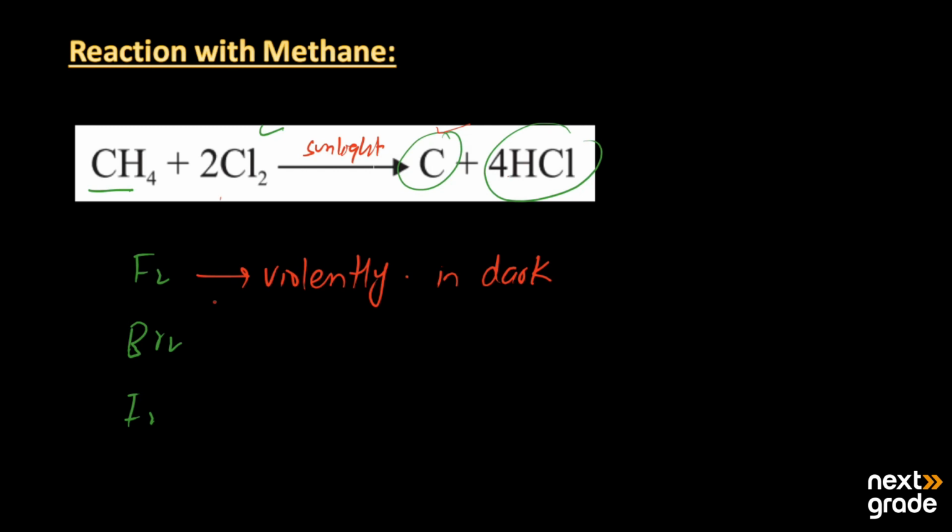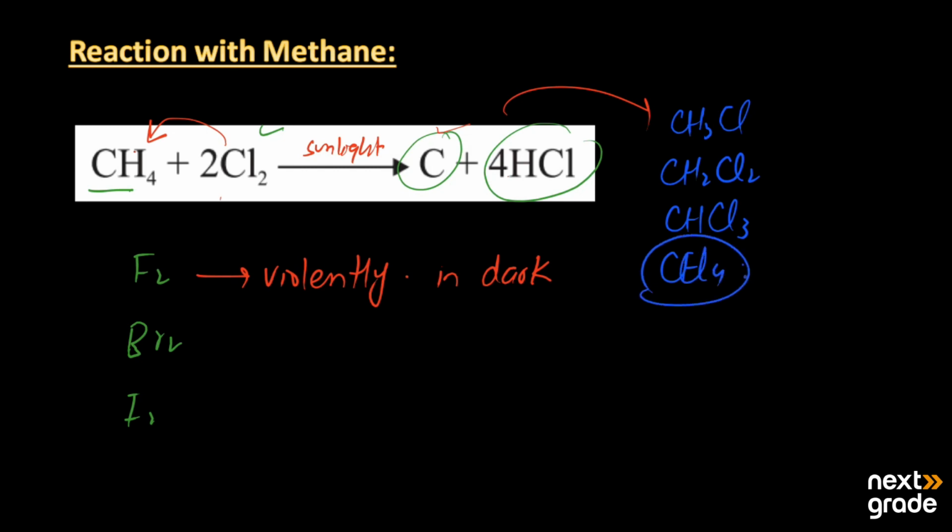At the end, we have its reaction with bromine. The reaction is very slow. When methane reacts with chlorine, it produces a series of compounds: CH3Cl, after that CH2Cl2, then CHCl3, and at the end CCl4, which is called carbon tetrachloride. This is the simple reaction of methane with the halogens.